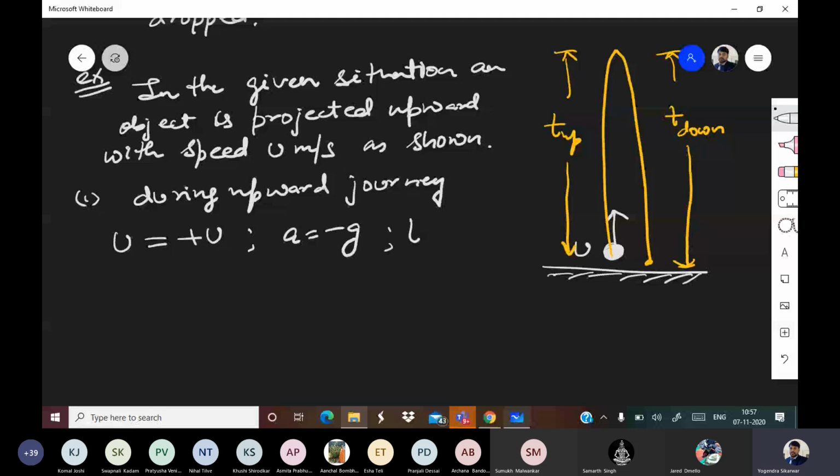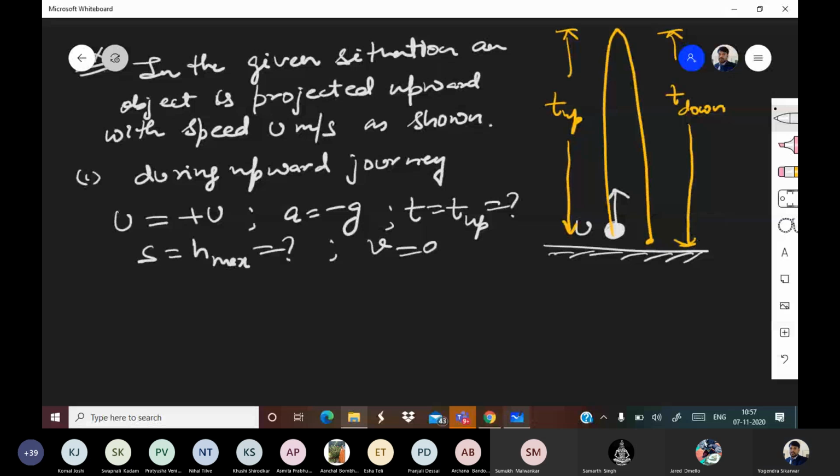Now time will be t up, which is question mark. s is equal to h max, that is also question mark. And at the topmost point, v is equal to 0. So by v is equal to u plus at, 0 is equal to u plus minus g into t up. So t up comes out to be u by g.